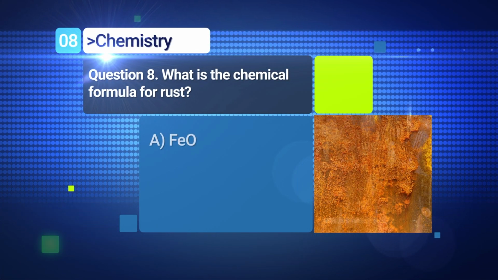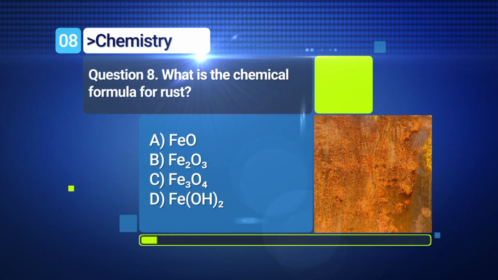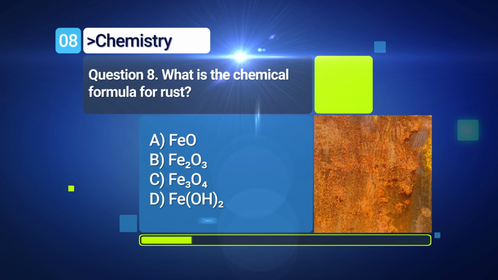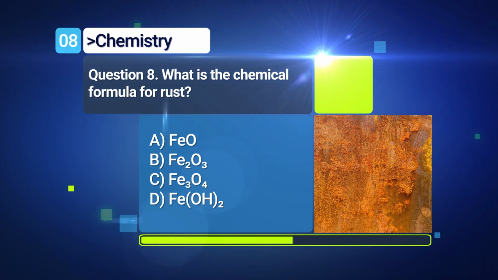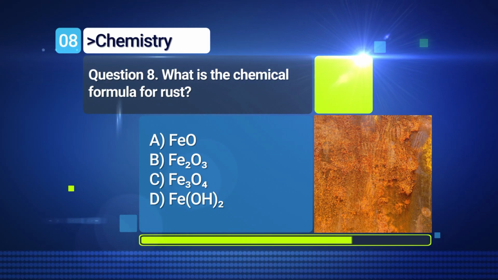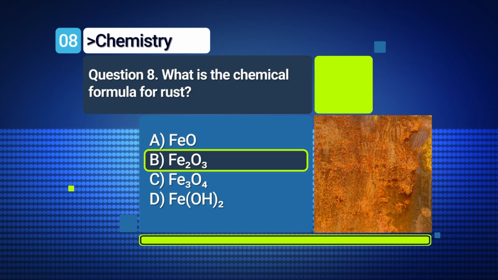Ammonia. Question 8. What is the chemical formula for rust? A. FeO. B. Fe2O3. C. Fe3O4. D. FeOH2. Answer: B.